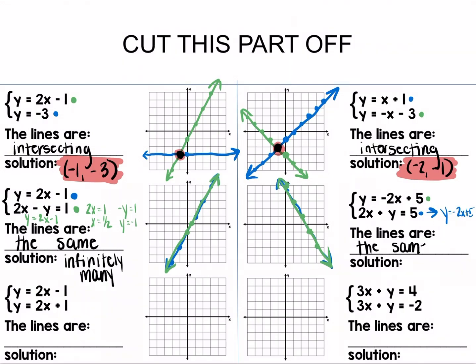And since they are the same, that means it's consistent because there is a solution, and dependent because there are infinitely many. It's always intersecting because they're the same line, so that means there are infinite solutions, okay?